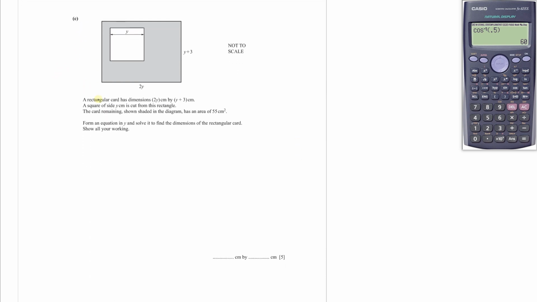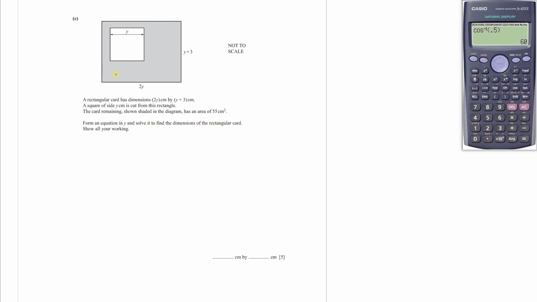Part C is a rectangular card has dimensions 2y by y plus 3 centimeters. A square of side y centimeter is cut from this rectangle. The card remaining, shown shaded in the diagram, so this shaded region is remaining after this square is cut out, has an area of 55 centimeter square. Form an equation in y and solve it to find the dimensions of the rectangular card.